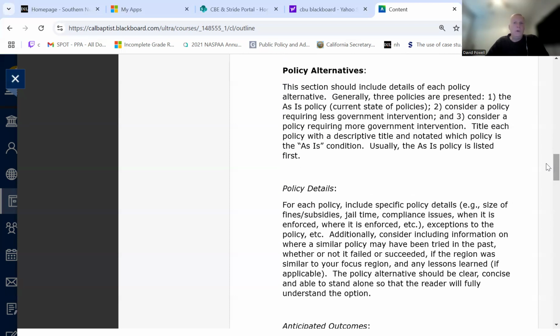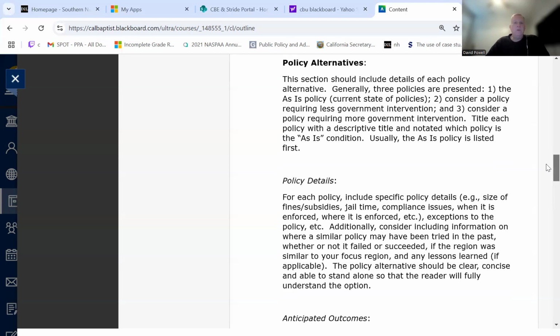Then a section on your policy alternatives. Include details of each policy alternative. Typically what you will do is offer up 3 of those. First will be the as-is policy. That's the current state of the policy, the current situation as it is. Then the second approach will be a policy that requires less government intervention. Then the third approach will be a policy that requires more government intervention.